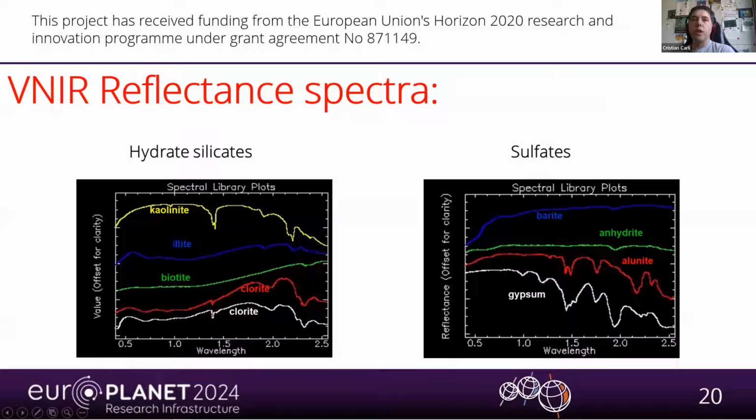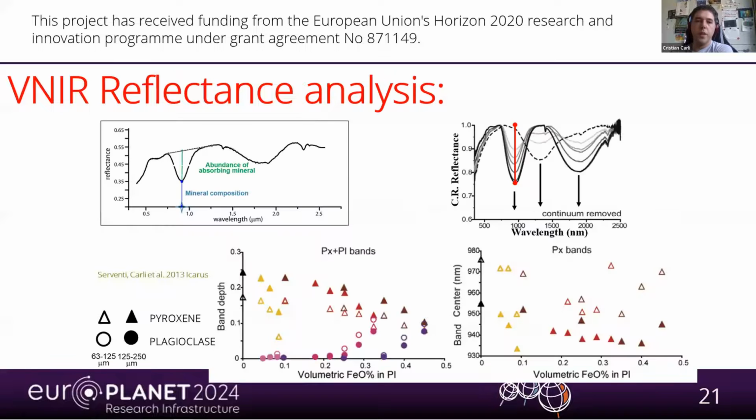For some of them, you can also have crystal field absorption because they have the presence of iron, for instance, in a different geometric condition, and so you have not only the information on the hydration but also on the presence of iron in their crystal lattice. Another case, for instance, is the presence of sulfates and different cases of absorption related to that.